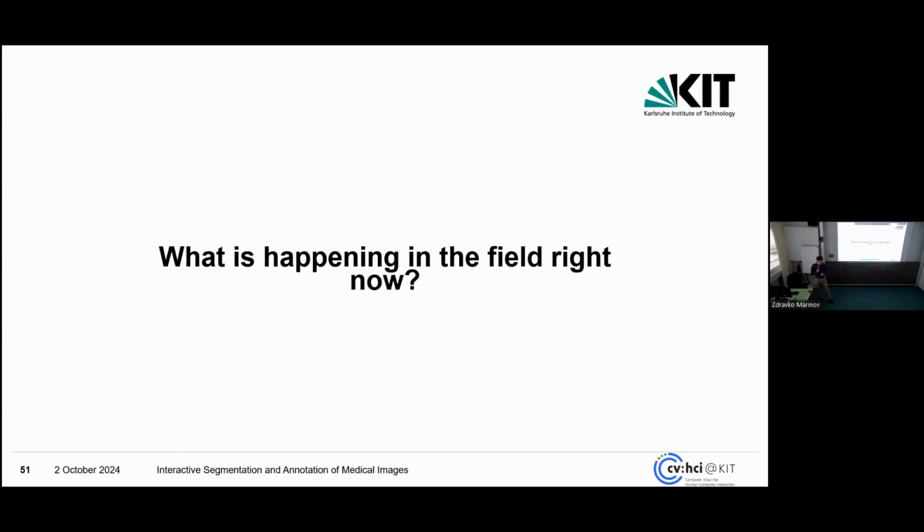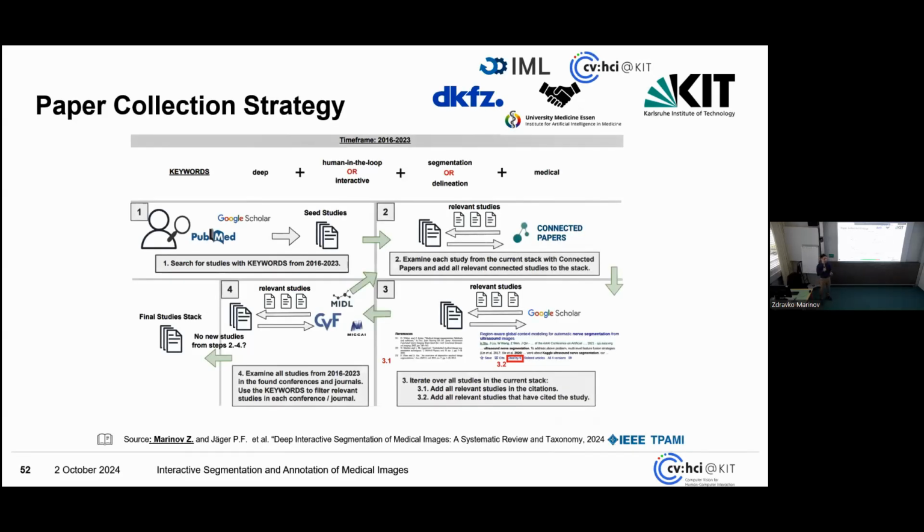So after discussing all of these dimensions, I want to really dive into what's happening in the field right now. And for this, as Paul mentioned, we had this collaboration between our lab and the DKFZ and also the University of Medicine Essen to conduct this systematic review of what's actually happening. What we did is we used the keywords deep interactive segmentation medical, and we searched through Google Scholar and PubMed, the search engines. We added some seed studies which fit our criteria.